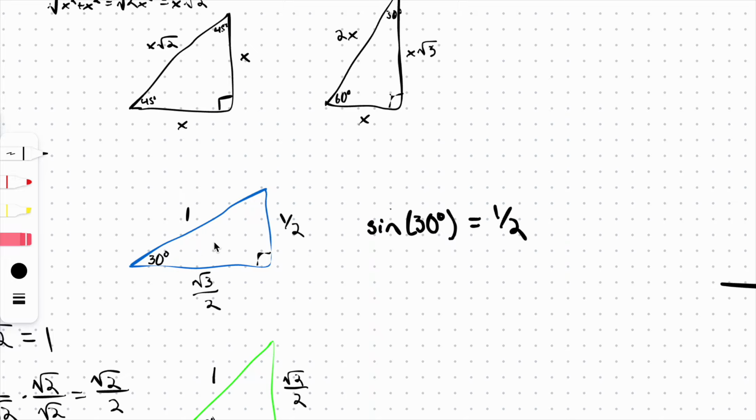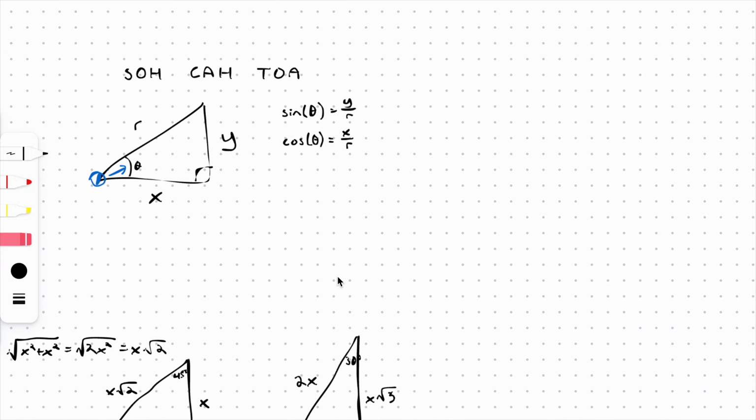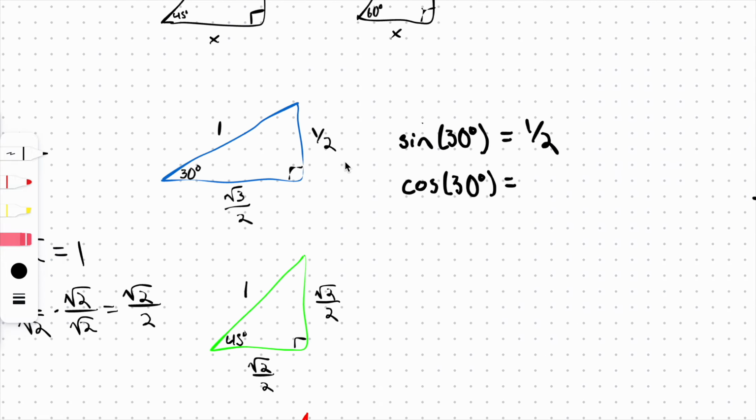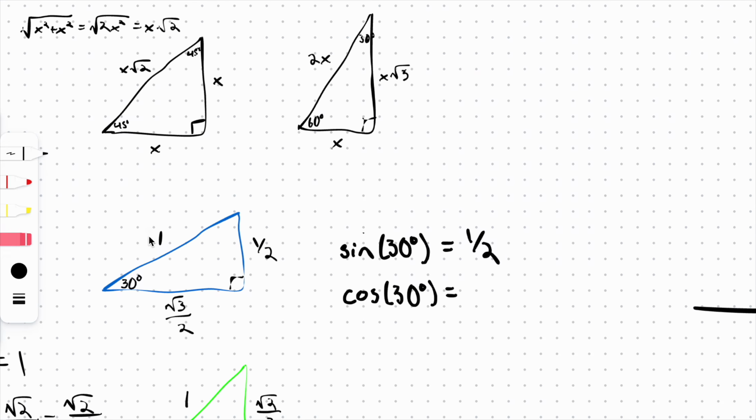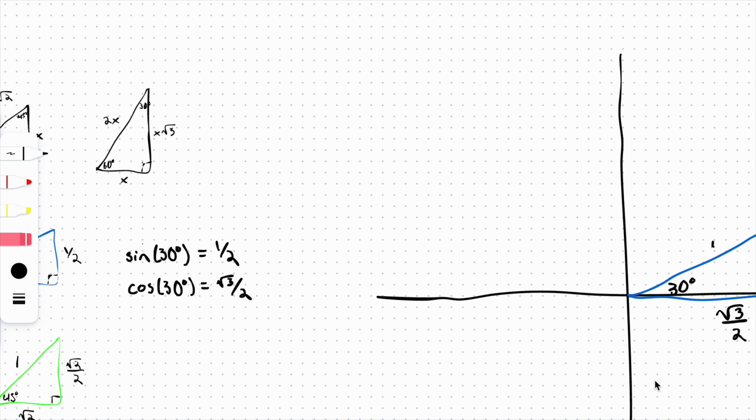Okay? I'm going to also calculate what cosine of 30 degrees is. So cosine of 30 degrees is going to be adjacent over r, right? X over r. So, right, r is 1, so it doesn't matter. So cosine of 30 degrees is going to be root 3 over 2. Okay?